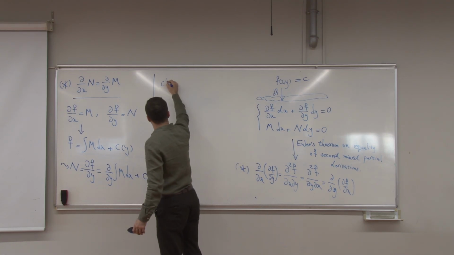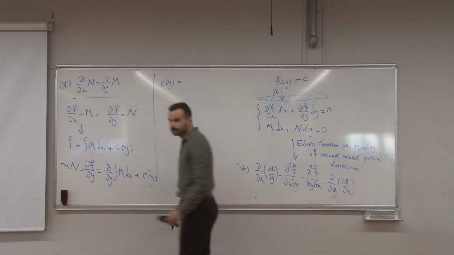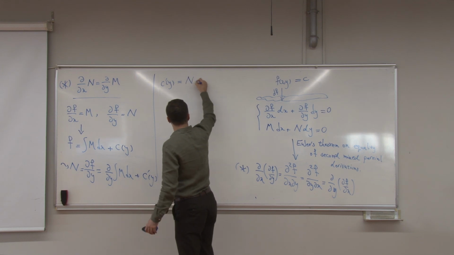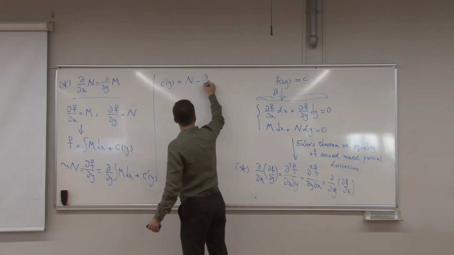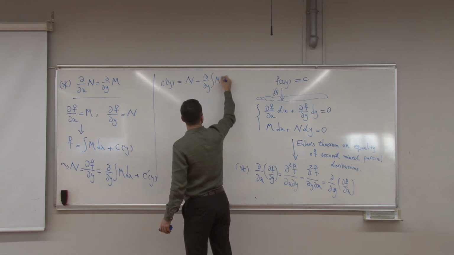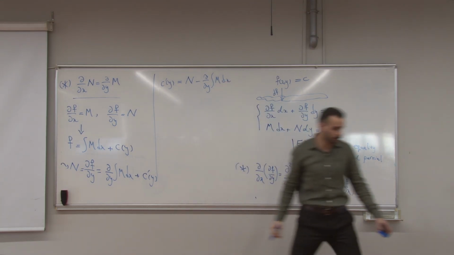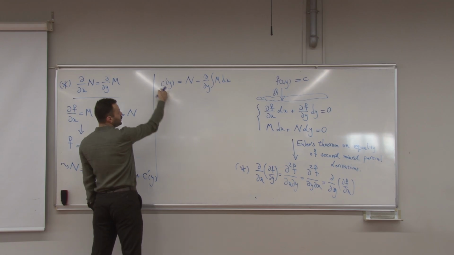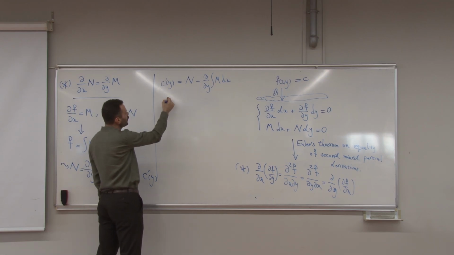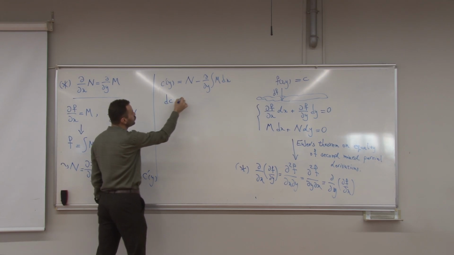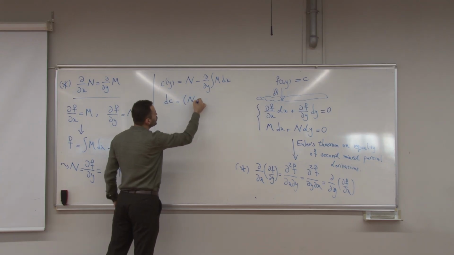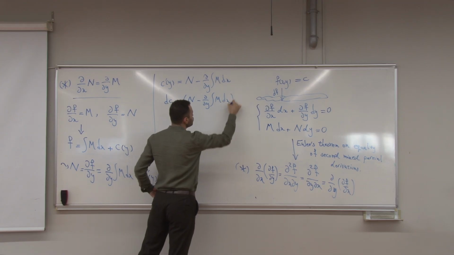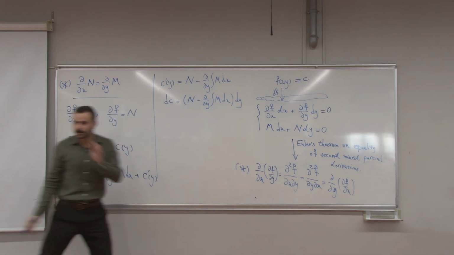Now, what's my c prime of y? My c prime is N minus ∂/∂y of this integral. Okay? What was this? dc over dy, right? So I can write this as dc equal to N minus ∂/∂y of the integral of M dx, dy. Is it okay?